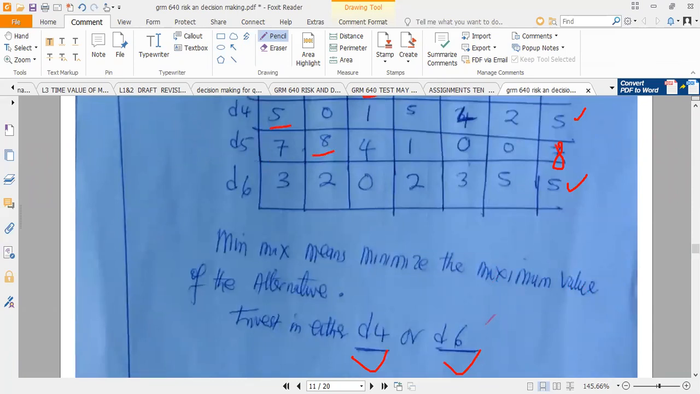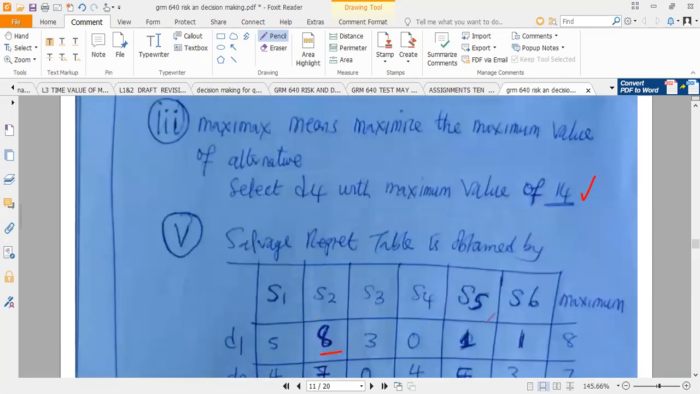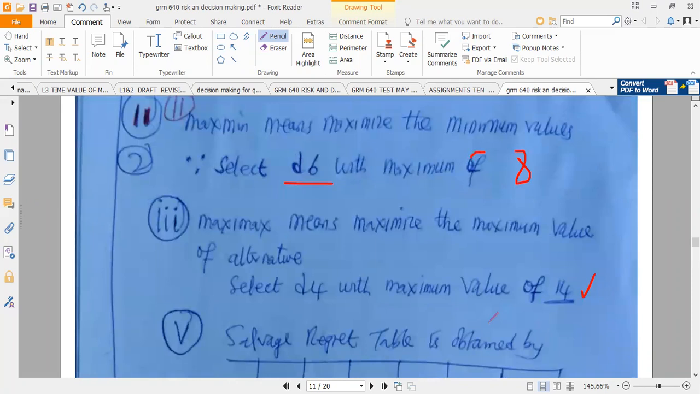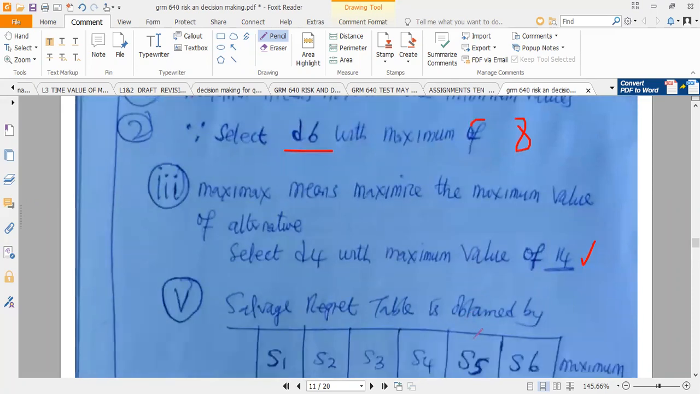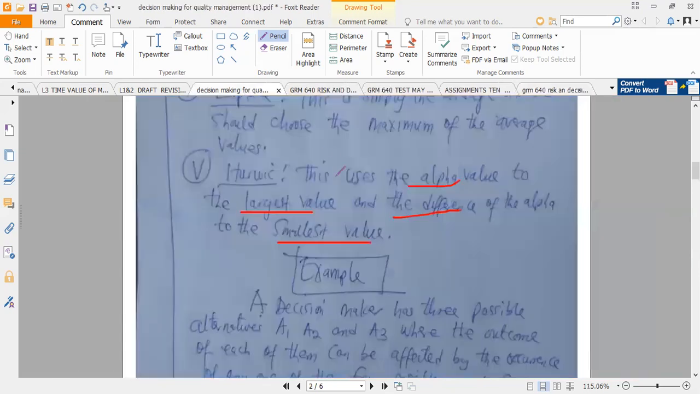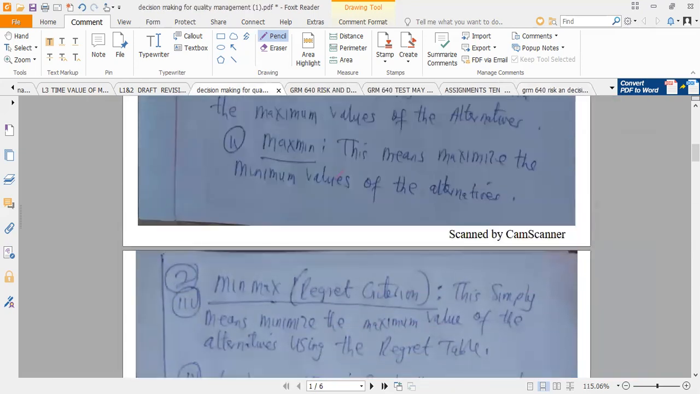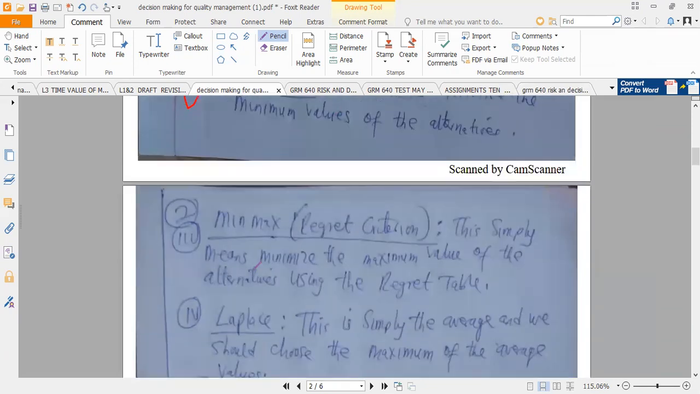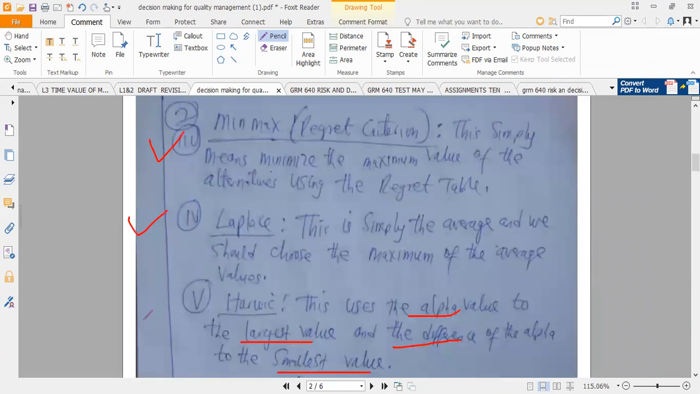Mind you, we don't have any probabilities here, so we're discussing making decisions under uncertainty. So these are the methods that we use for decision making under uncertainty. There are 5: max max, max min, regret criterion, which is a min max, then the Laplace, and finally the Hurwicz.